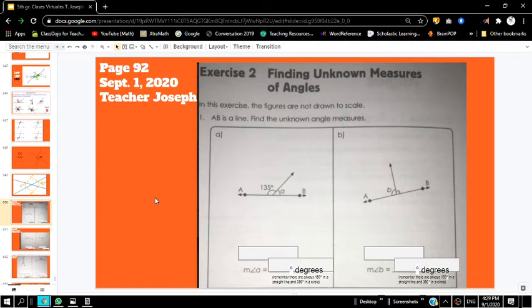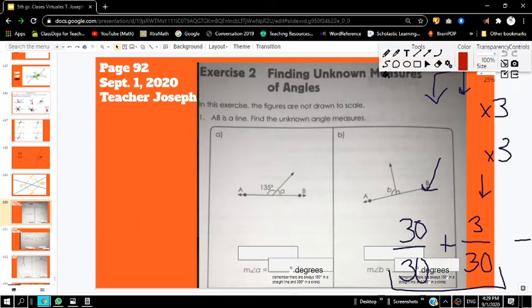The directions say, in this exercise, the figures are not drawn to scale, so please do not use your protractors to measure the angle. It says AB is a line in each one of these cases. So right here, we have a 180-degree line. Find the unknown angle measurements. Well, angle A is simply 180 minus 135. Let's actually do that first one on the screen.